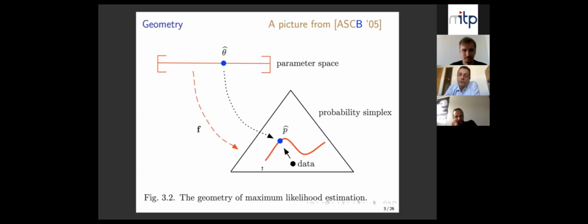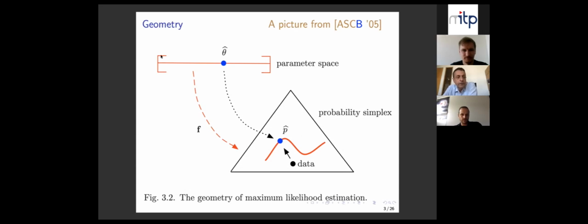Here's a cartoon that's from a book called Algebraic Statistics for Computational Biology. So B stands for biology. This triangle represents the probability simplex. The red wiggle is our model. We have some data point, u, that's the empirical distribution, and we seek to find the closest point in the likelihood sense to the data that lies in the model.